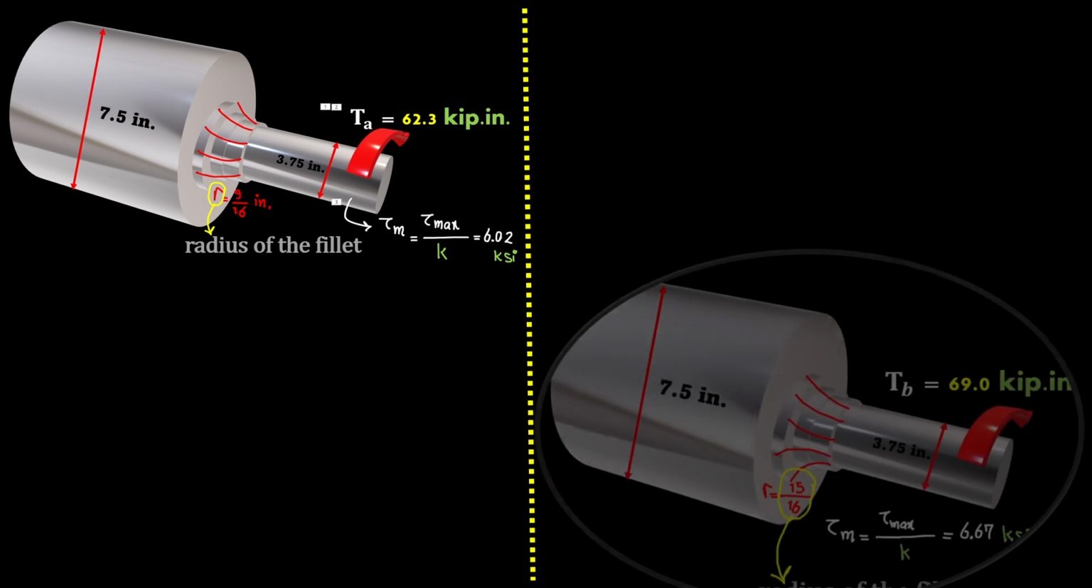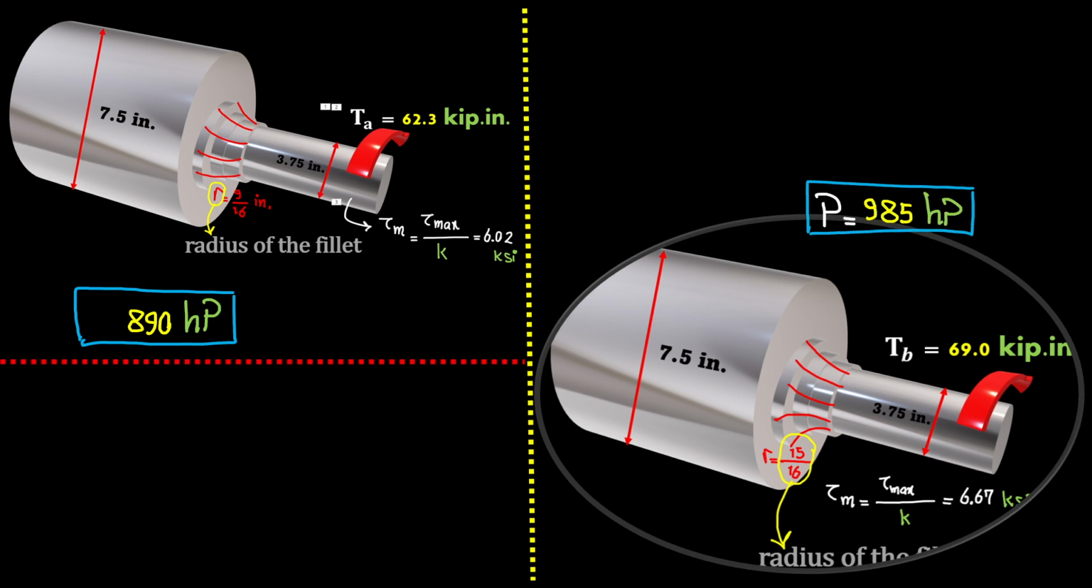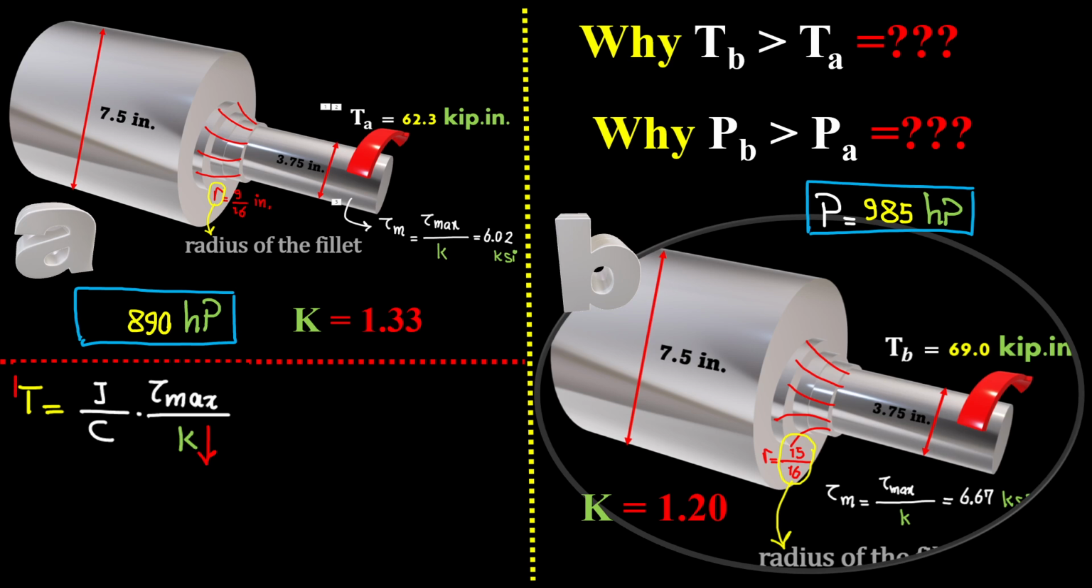If you compare with the previous part in the previous video, you can easily see that by increasing the radius of fillet, torsional torque increases from 62.3 to 69, and also horsepower from 890 to 985. And the reason for that is why T of B is bigger than T of A, why the torsion at part B is higher than the torsion at part A, which is here.